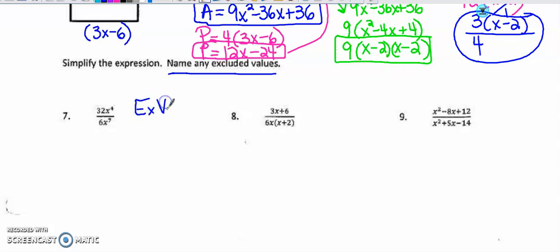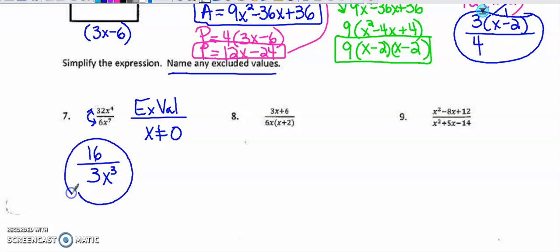Step 2 is your excluded value. Your denominator is a monomial. And I taught you yesterday that all monomials have an excluded value of 0. Next, you simplify 32 and 6. They both divide out by 2, so that's 16 over 3. And x cubed is on the bottom because when you divide out your x's, that's what you get.